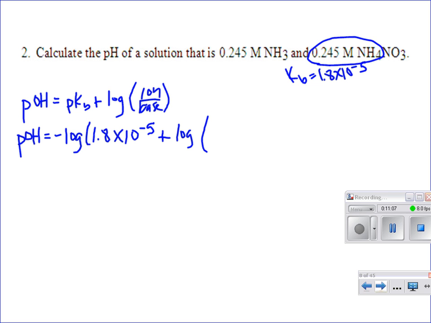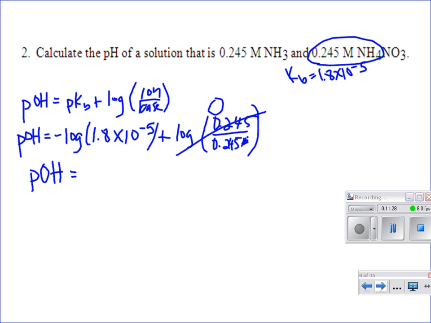It's this one. Oh, but look, what's the log of 1? The log of 1 is 0. So we just take the negative log of 1.8 times 10 to the negative fifth, and in doing so, please tell me you get a pOH of 4.74, and therefore you get a pH of 9.26.